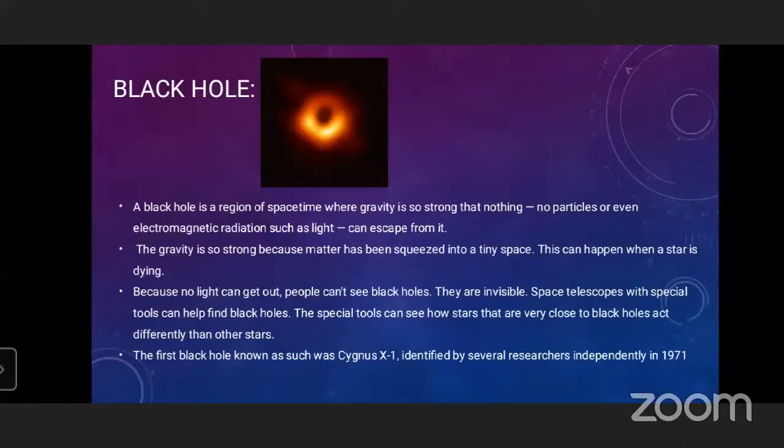Next, an interesting topic: black holes. A star may convert into a black hole. A black hole is a region in space-time where gravity is so strong that nothing, no particle, not even electromagnetic radiation such as light, can escape from it. Gravity is so strong because matter is squeezed into a tiny space. This can happen when a star is dying. Because no light can get out, people can't see black holes. They are invisible. Space telescopes with special tools can find these black holes. The special tools can see how stars that are very close to a black hole act differently than other stars. The first black hole known is Cygnus X-1, identified by several researchers in 1971.